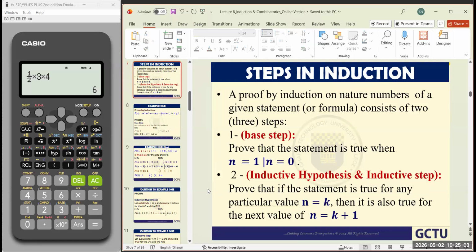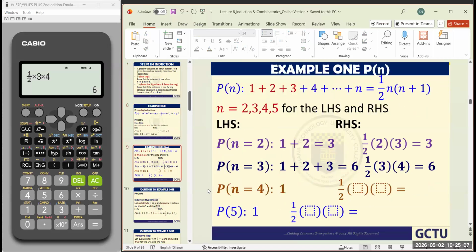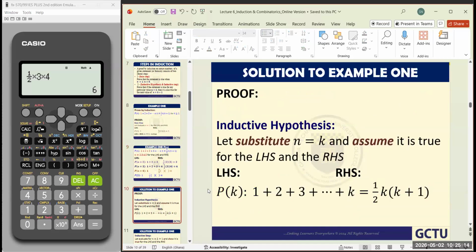We are assuming that if K is 3, it will work. If K is 4, it will work. If K is 5, it will work. On and on and on. If K is 100, it should work. So if it works for any K, then we can say that any K plus 1 should work. So that is the step we call the hypothesis step.